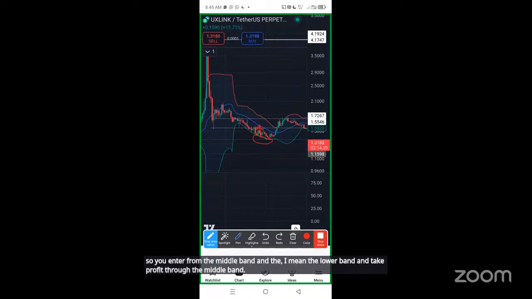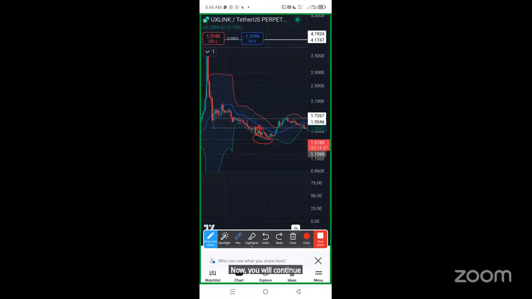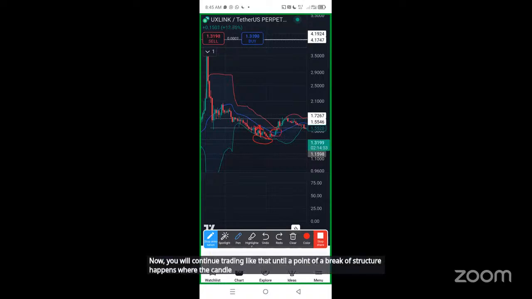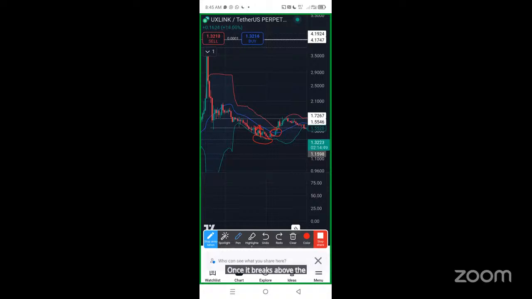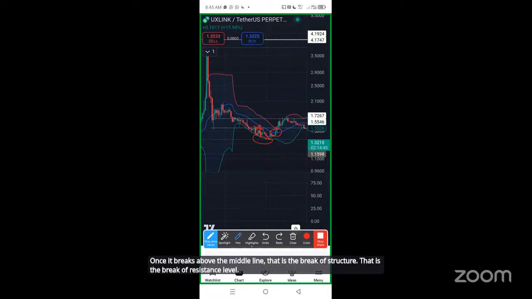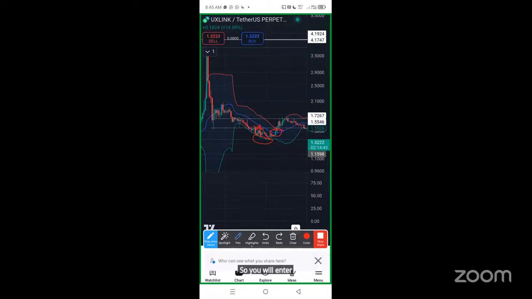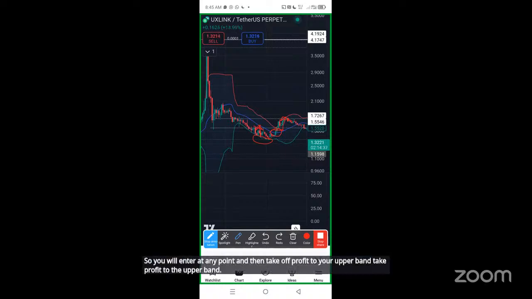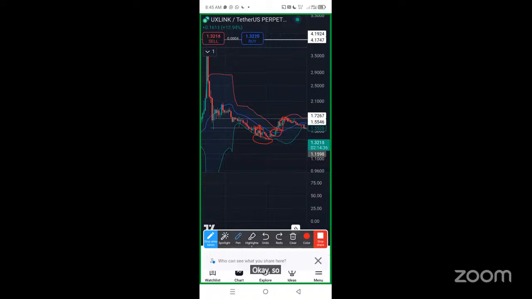Now you will continue trading like that until a break of structure happens, where the candle will pick up and break above the middle line. Once it breaks above the middle line, to you, that is the break of structure. That is the break of resistance level. So you'll enter at any point and then take profit to the upper band. Okay? So that is simply how you trade using the Bollinger Band.